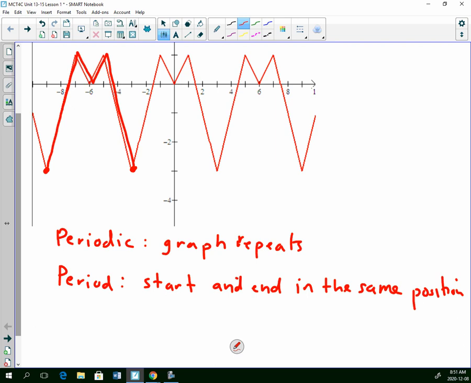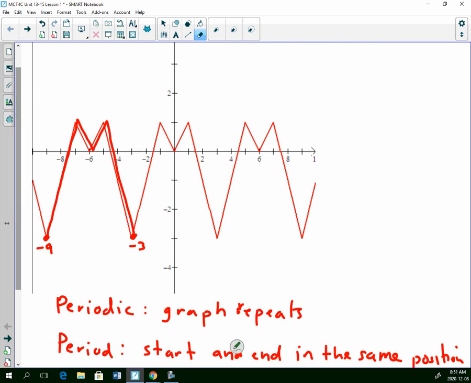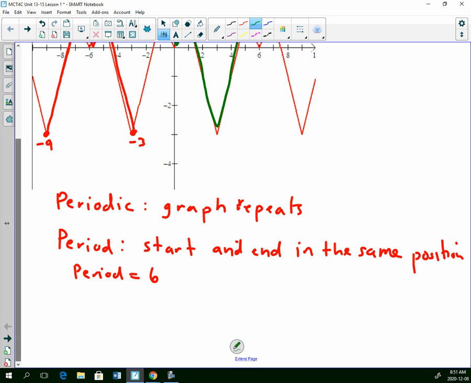So I could measure, this is -9, and this is -3. So the period is 6. I could do it from top to top. Maybe I'll measure from here to here, right? That's still repeating. I'm up, down, back, and then back to the beginning. So this is at -1. This is at 5, and that's still 6. So it doesn't matter where you start or end. The period will always remain the same.